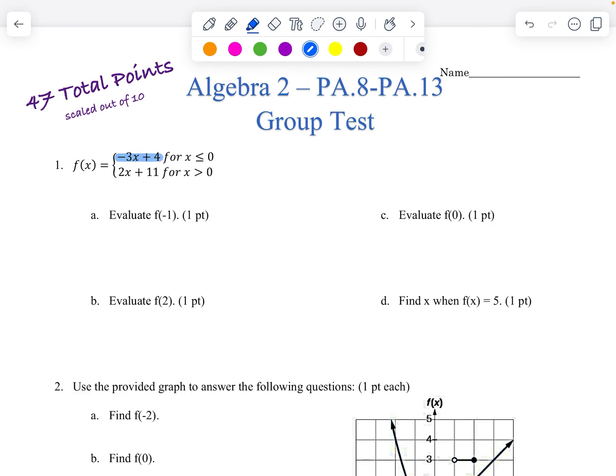Use the top piece if your x value is less than or equal to 0, and use the bottom piece, which we'll highlight in orange here, if your x value that you're plugging in is greater than 0.